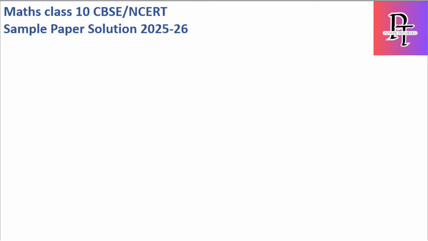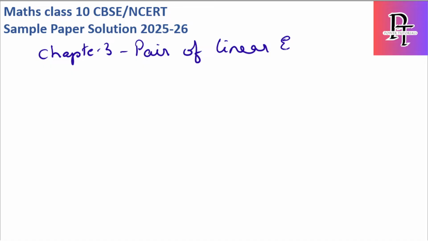So let's move to the third chapter, which is pair of linear equations in two variables. So chapter 3 concepts we'll discuss. What is the chapter name? Pair of linear equations in two variables. So if you understand the chapter name itself, then you will easily identify which type of question belongs to this chapter or not.